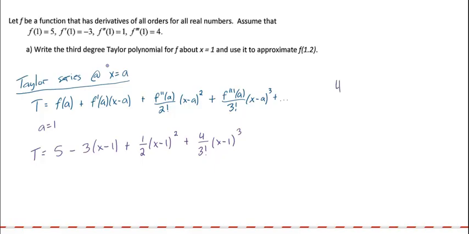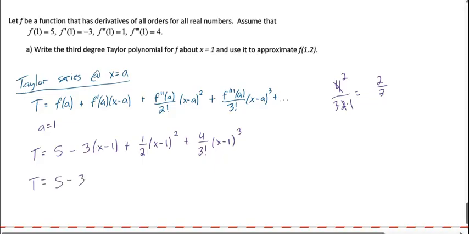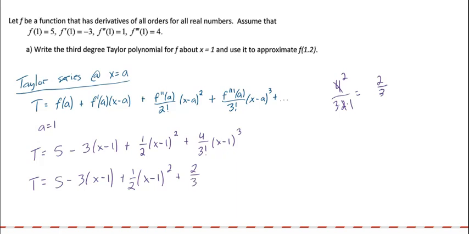Let's do the 4 over 3 factorial. 4 over 3 factorial, so 3 times 2 times 1. I like to divide the 2 into the 4 and make it a 2. So that's 2 over 3. Did I do that right? I think I did. So we're going to write T equals 5 minus 3, and we're going to leave it as x minus 1. We're not going to distribute or anything. Plus 1/2 times x minus 1 squared plus 2/3 times x minus 1 cubed. So that is the third degree polynomial.